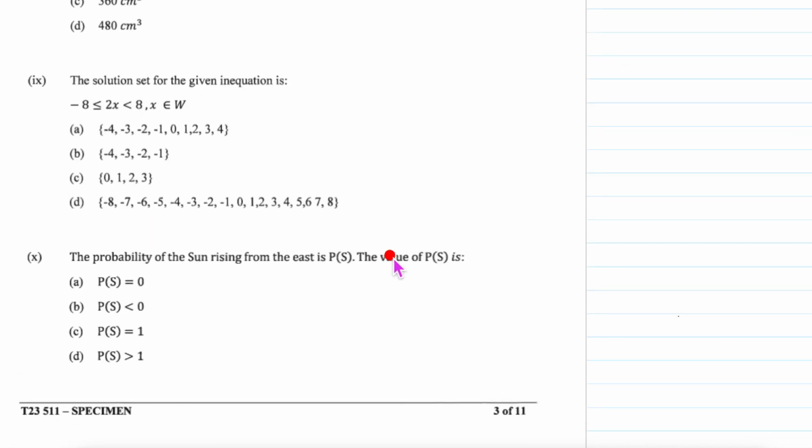Let us come to the 10th one. The probability of the sun rising from the east is P(S). The value of P(S), what will it be? Now the sun always rises in the east. Has it ever risen from any other direction? No. It has never risen from west or south or north, correct? So it's a sure event, and when it's a sure event, the probability will be 1 and that's your answer.